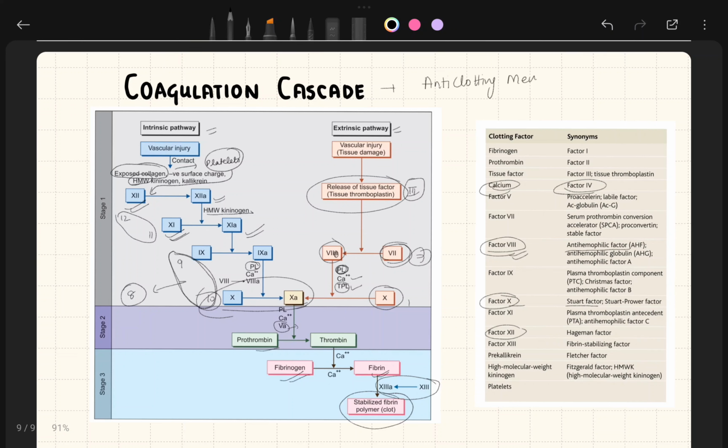We'll discuss the anti-clotting mechanism in the next video. The anti-clotting mechanism is not the opposite of the coagulation cascade, okay? You're not going to write it in reverse direction. It is a whole different process. Tissue plasminogen activators, they are a different process. So we are going to discuss it in a very short video.